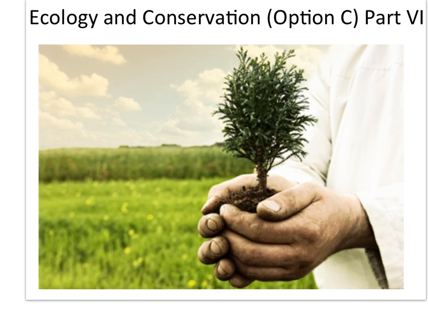IB Biology, Ecology, Conservation, Option C, Part 6 is our first look at the conservation of species in ecosystems. Part 7 will also focus on conservation. The essential idea is entire communities need to be conserved in order to preserve biodiversity.